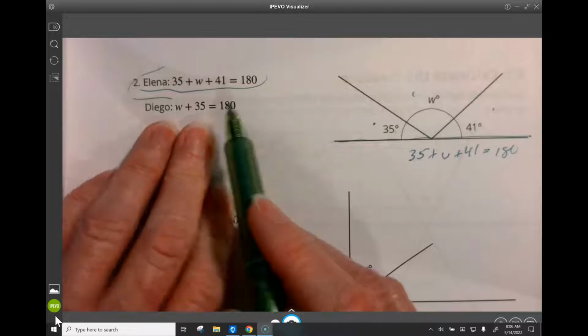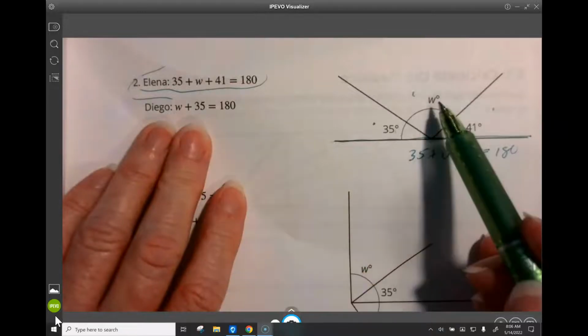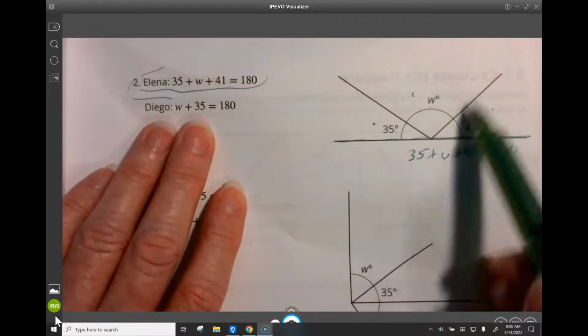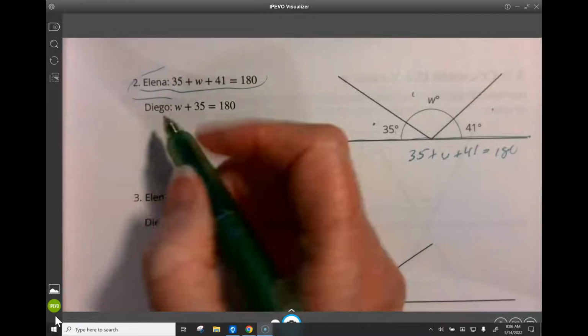Don't you just want to laugh at Diego? So, W plus 35, we have no clue as to what that equals. So that one definitely doesn't work.